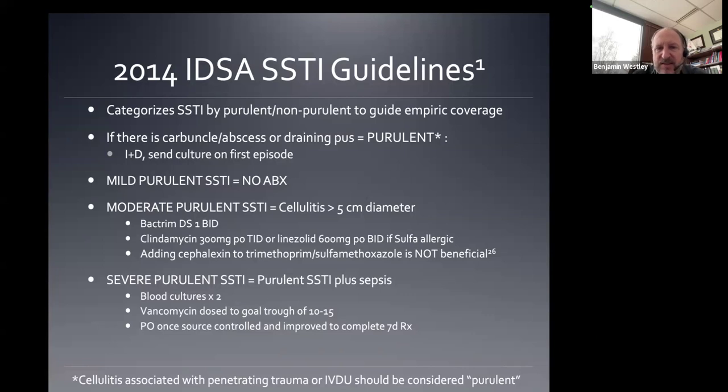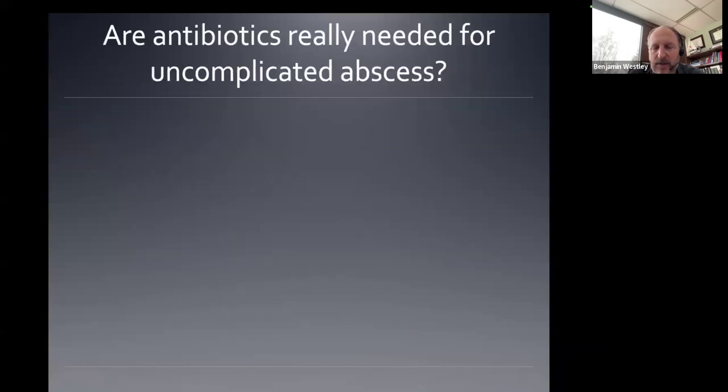For severe disease, this is sepsis. So if you have purulent skin infection and sepsis, that would be a severe purulent skin infection. And that's where we recommend blood cultures like we do for all septic patients, vancomycin to cover MRSA and MSSA and strep. And then we would switch to orals when they're better. There's randomized data for outpatient treatment for non-severe disease that 5 days is as effective as 10 days. And the slides will have the resources for that study if you want it.